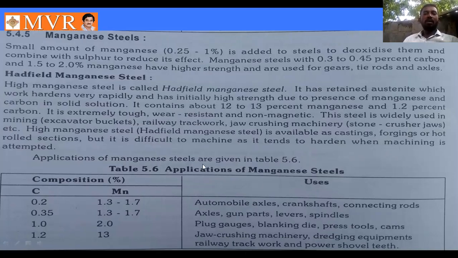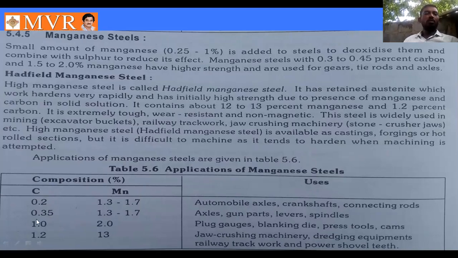Some applications of manganese steels are given in the table. See here, the application of the manganese steels. For a carbon content of 0.2 and manganese of 1 to 1.3, the applications are automobile axles, crankshafts and connecting rods. By using these two materials we can manufacture this type of spare parts: automobile axles, crankshafts and connecting rods.